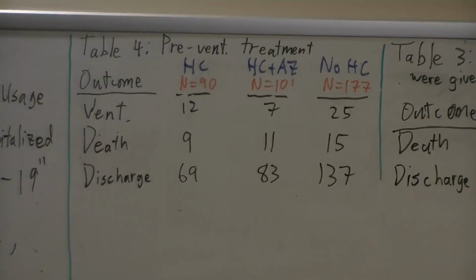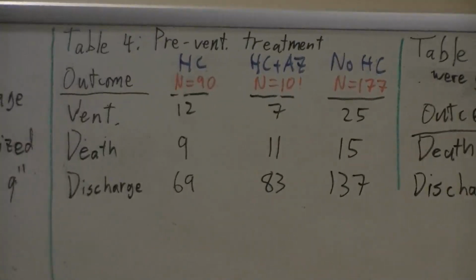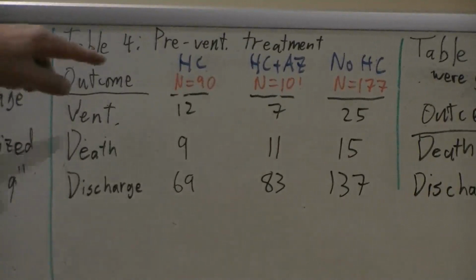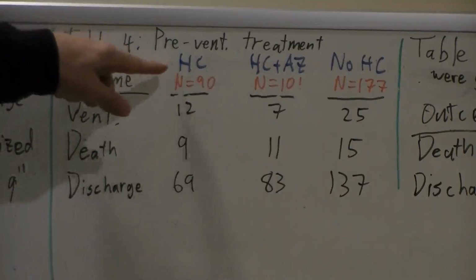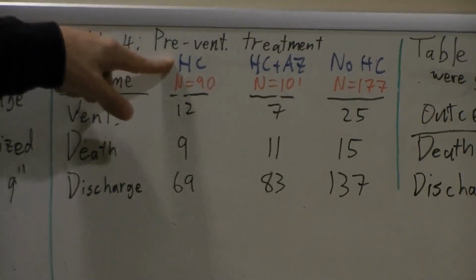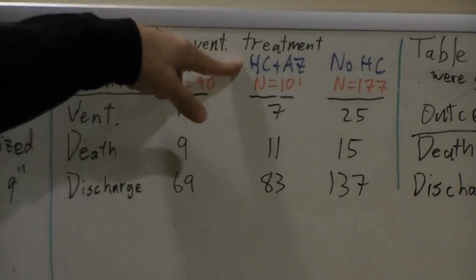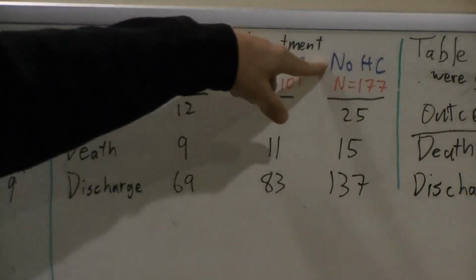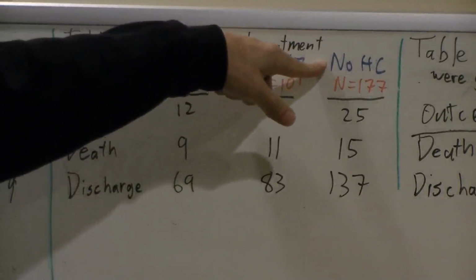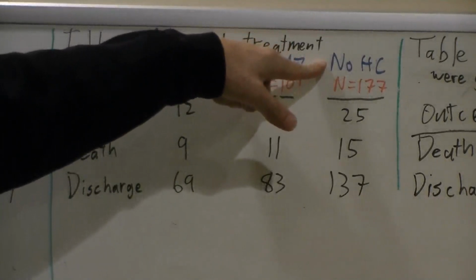So Table 4 is shown here, and its label is the pre-ventilation treatment. And the reason I want to show Table 4 before Table 3 is that chronologically this came first. So if you look at the numbers here, what we can see is the authors used this to represent the number of patients in each group. So here we have 3 groups based on treatment. One is hydroxychloroquine only, one is hydroxychloroquine plus azithromycin, HC+AZ, and the other is one that has not been given hydroxychloroquine.